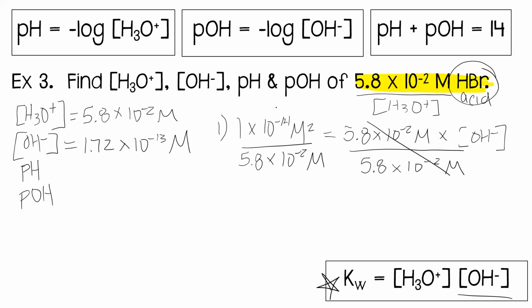Now I need to solve my pH and my pOH. I'm just going to do pH first. So pH is equal to the negative log of the hydronium ion concentration.